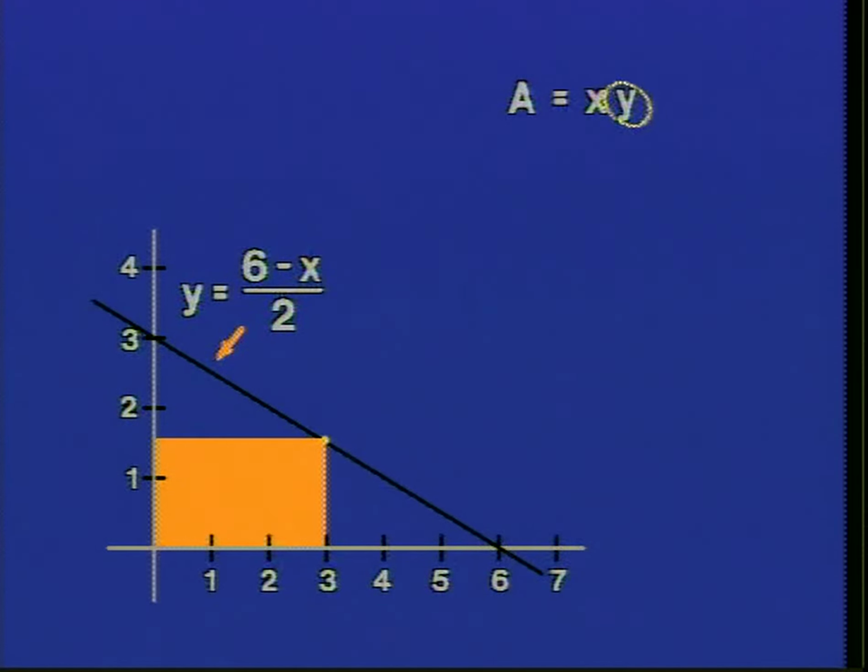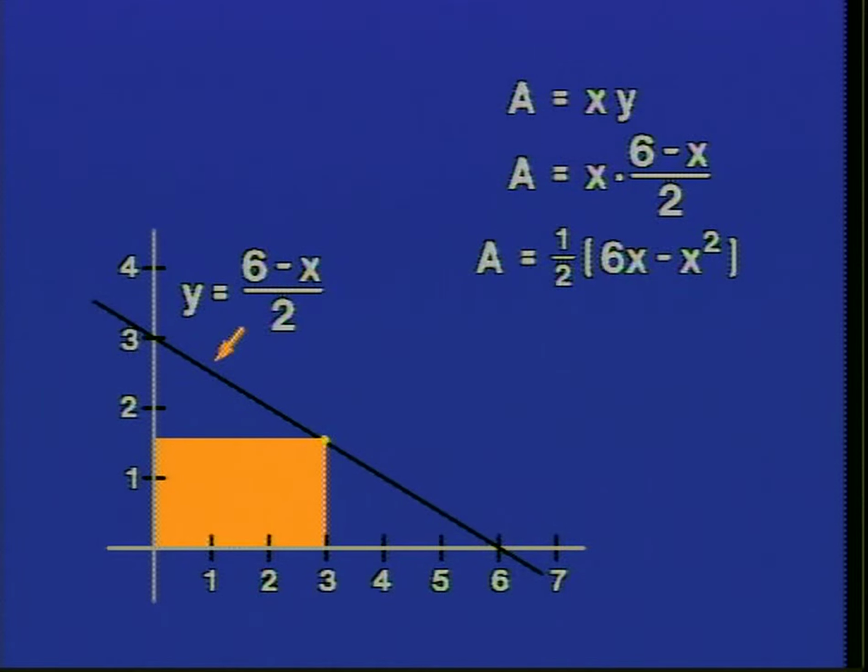But the y used in the area formula is the same as this y. It's just a vertical distance defined by this expression, so we can replace the y with 6 minus x over 2. And then we can clean up a little bit. This becomes 1/2 times 6x minus x squared. And now it's pretty easy to take the derivative. That's dA over dx, and it's 1/2 times 6 minus 2x.